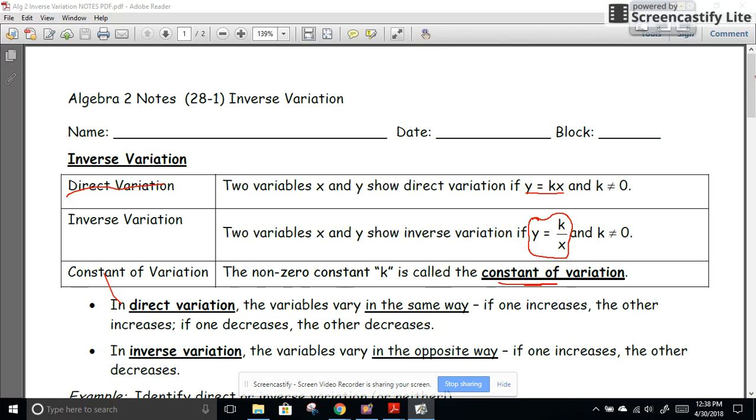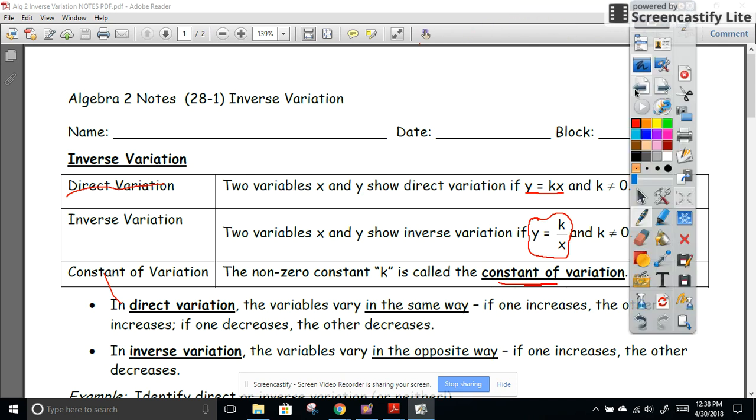Okay. So I don't think I can scroll this down. Hold on, I got to get rid of my pen in order to scroll down.